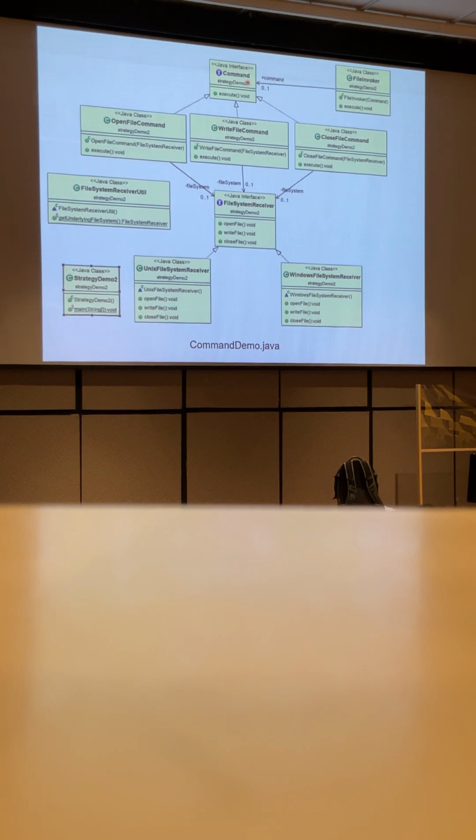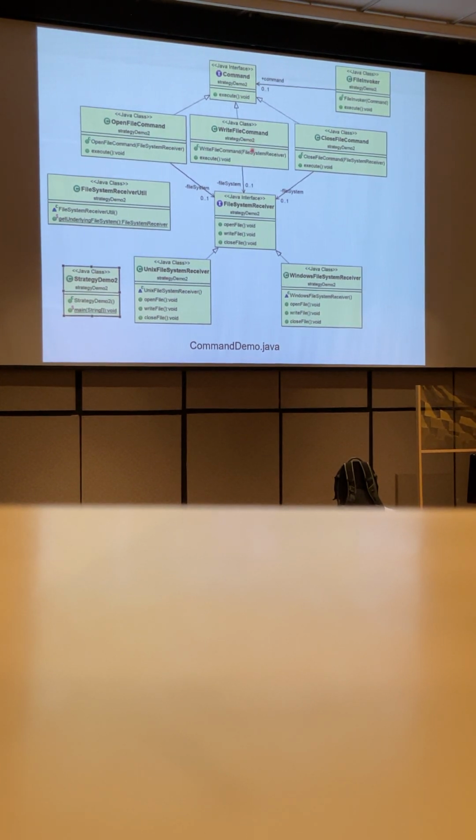And command works through a file invoker. See how a file invoker has this execute method. That allows us to write our commands so that they're written not against a specific file system like Windows or Unix, but against the file system receiver. See how the open file command constructor here takes file system receiver. In the write file command class, their constructor takes the file system receiver.